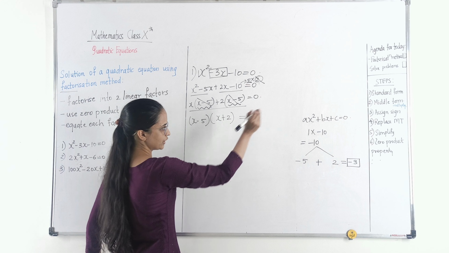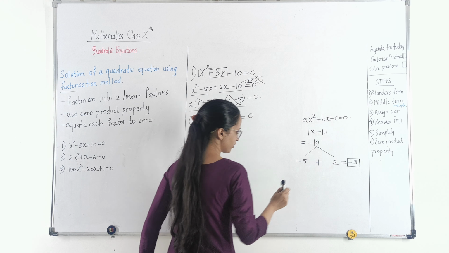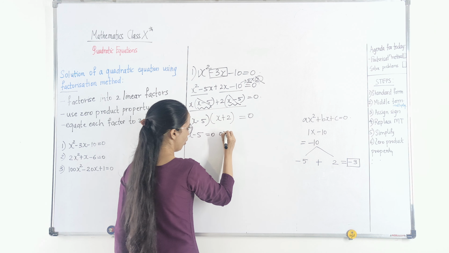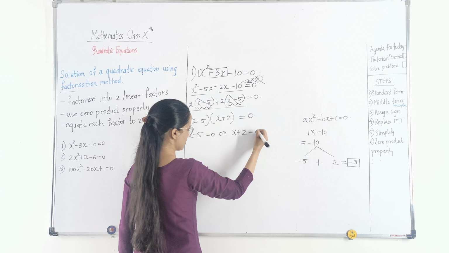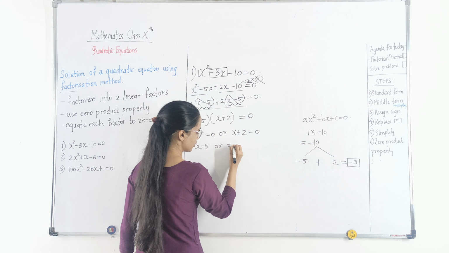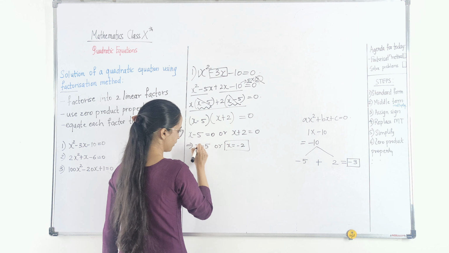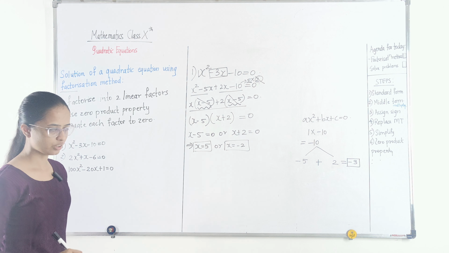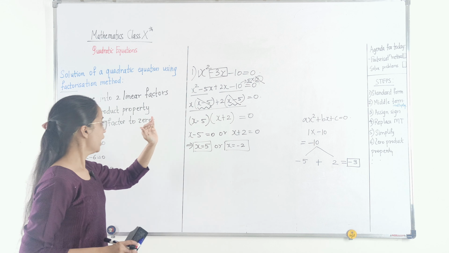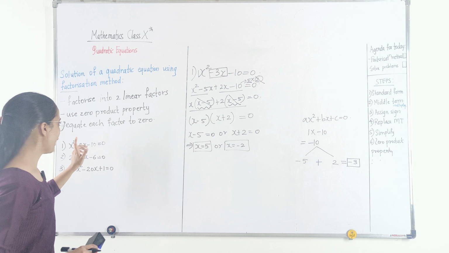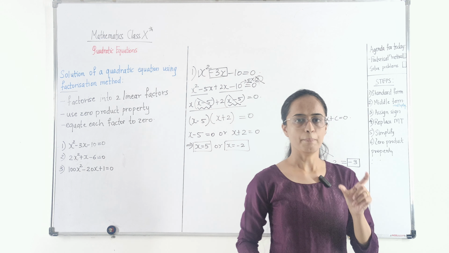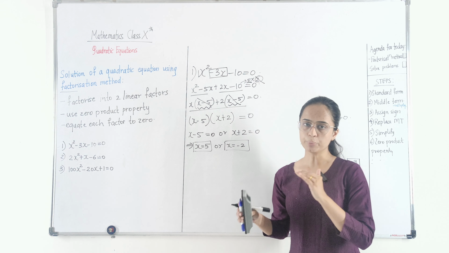After this, we are going to use the zero product property as per step number 6. That is, we can say that either x minus 5 is equal to 0 or x plus 2 is equal to 0. This implies that x would be equal to 5 or x would be equal to -2, and these are the roots, or this is the solution for the given quadratic equation. So right from factorizing the given equation into linear factors, then using the zero product property, and finally calculating the value for x by equating the factors to 0, we come to the conclusion part of it.